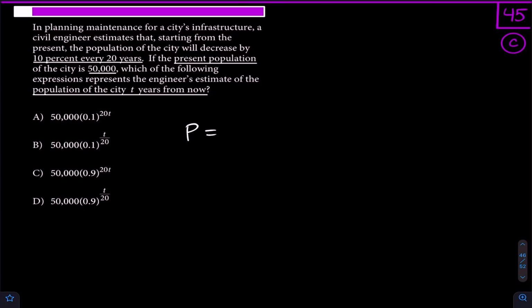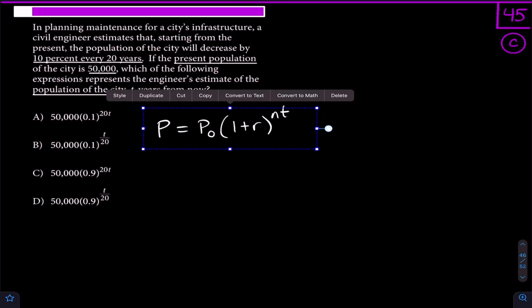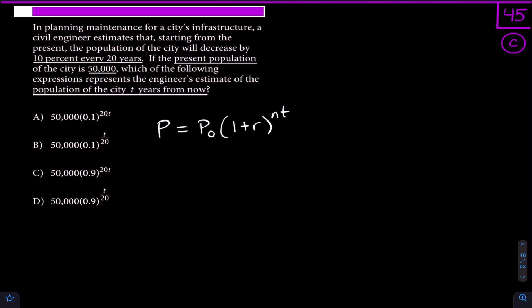And to do that, we need to use the formula that we have for exponential functions. It's P equals P0 times 1 plus r to the nt power. And you might be like, oh my God, I have no idea what any of that means. Don't worry, I will define it for you. So P is going to be the population at time t, at some time t. So you plug in 2 years. Okay, well, P is going to be the population at 2 years. So that's what P is.